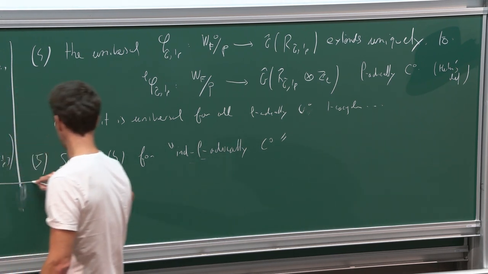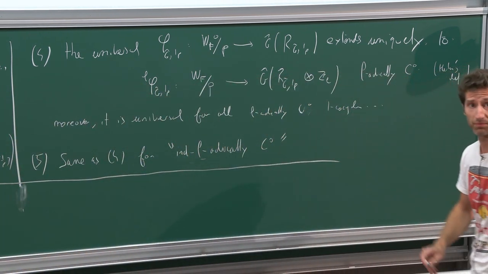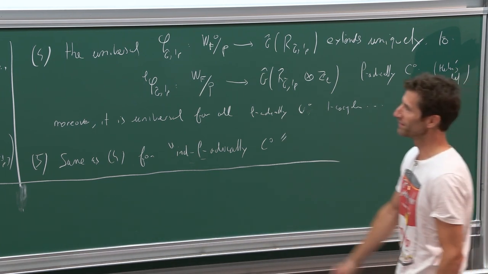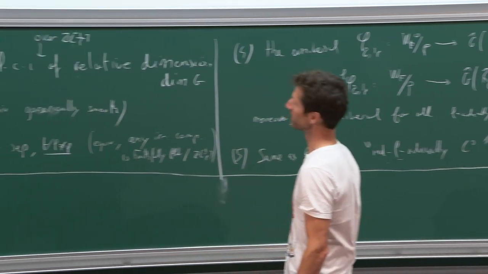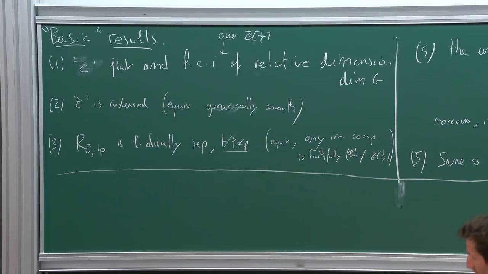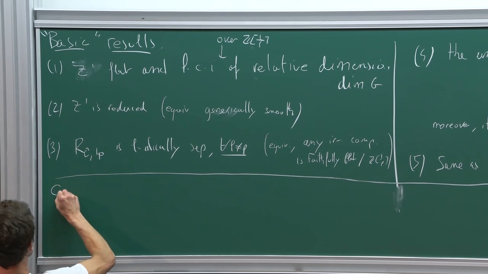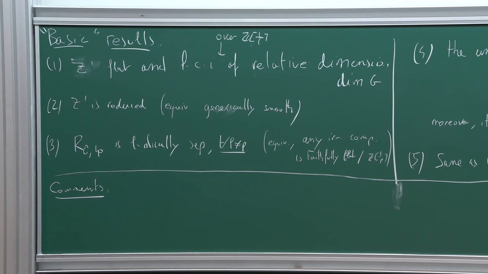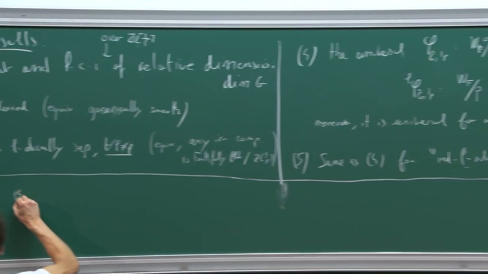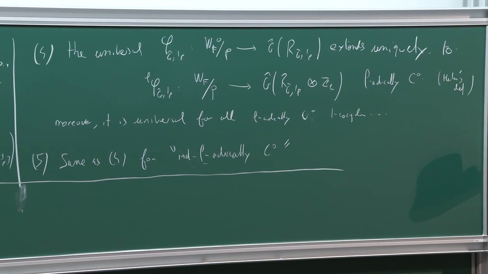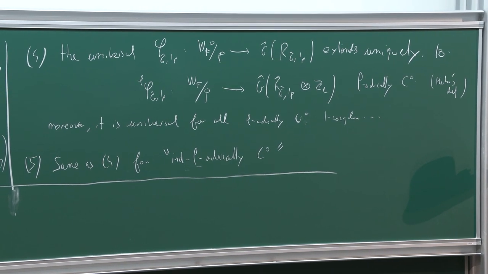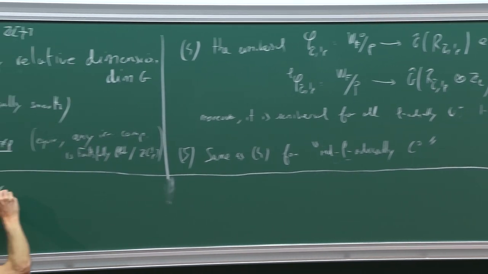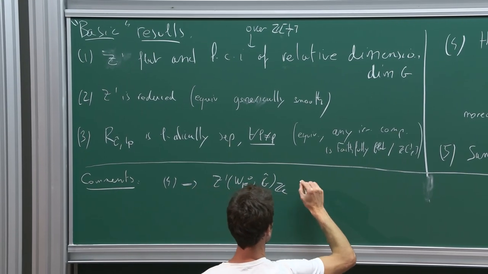If time permits, at the end of the talk, maybe I give some hints of the proof, especially this one, since it appeared in so many talks. But for the time being, let me just make a few comments. Maybe also I should give some credit, but let me start with comments. So item four implies that although these constructions are non-canonical, at least if you raise the scalar to Z_L, then it doesn't depend on any choice.